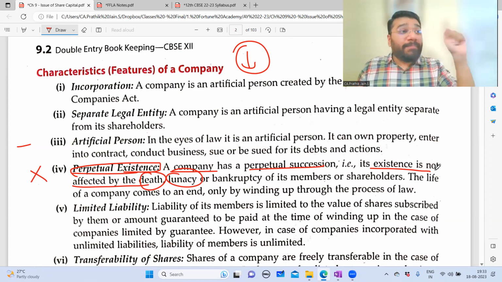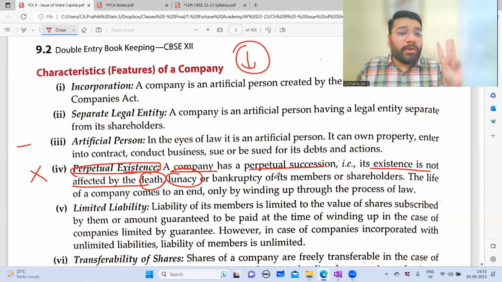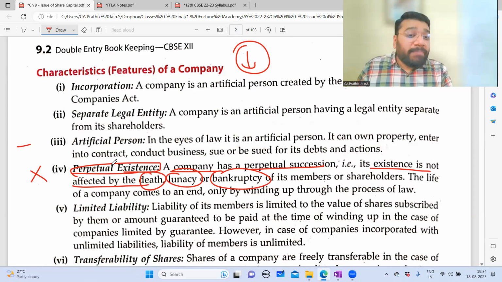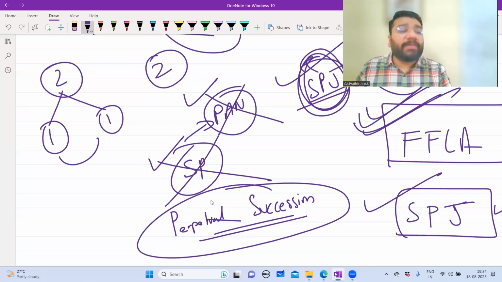The company's existence is not affected by the death of a shareholder, the lunacy of a shareholder, or bankruptcy. We formed a company with 5 members, A, B, C, D, E. In that, A died. Will it affect the going concern of the company? B became a lunatic. Will it affect? C became bankrupt, a pauper. Will it affect the business? Not at all. Why? Because of the concept of perpetual existence. Please make a note: this perpetual existence is also called perpetual succession. This is another name, so don't be confused.